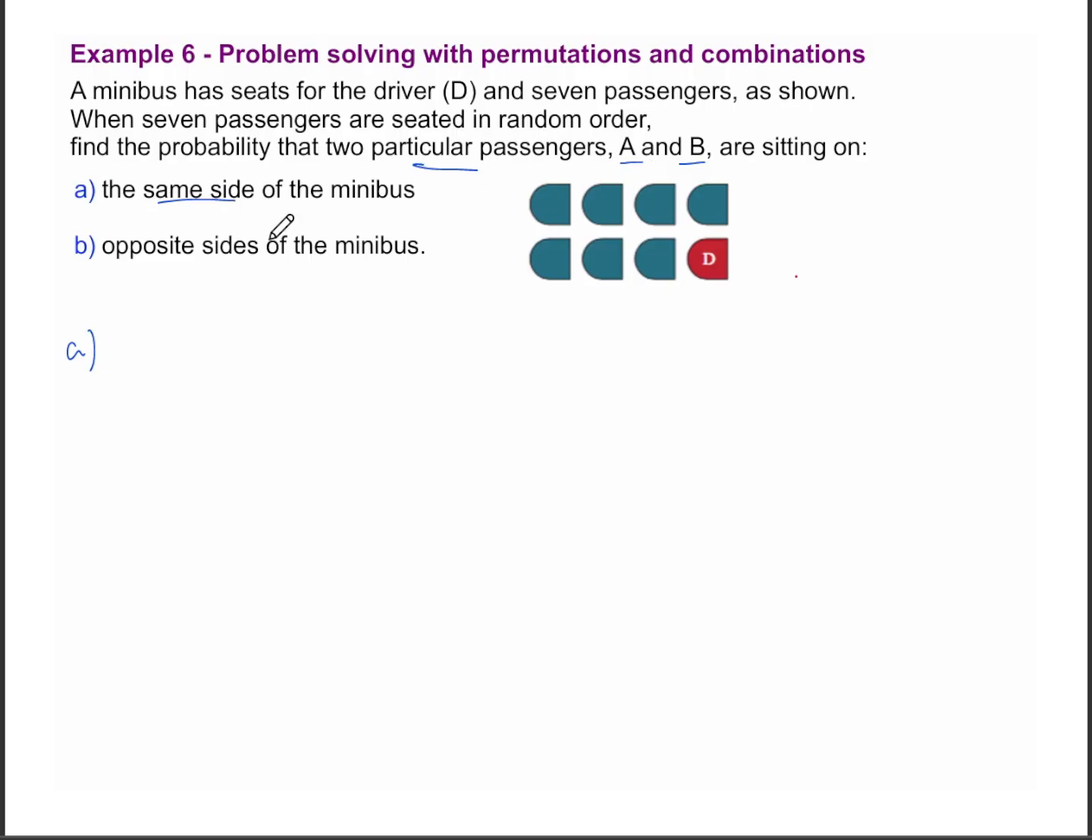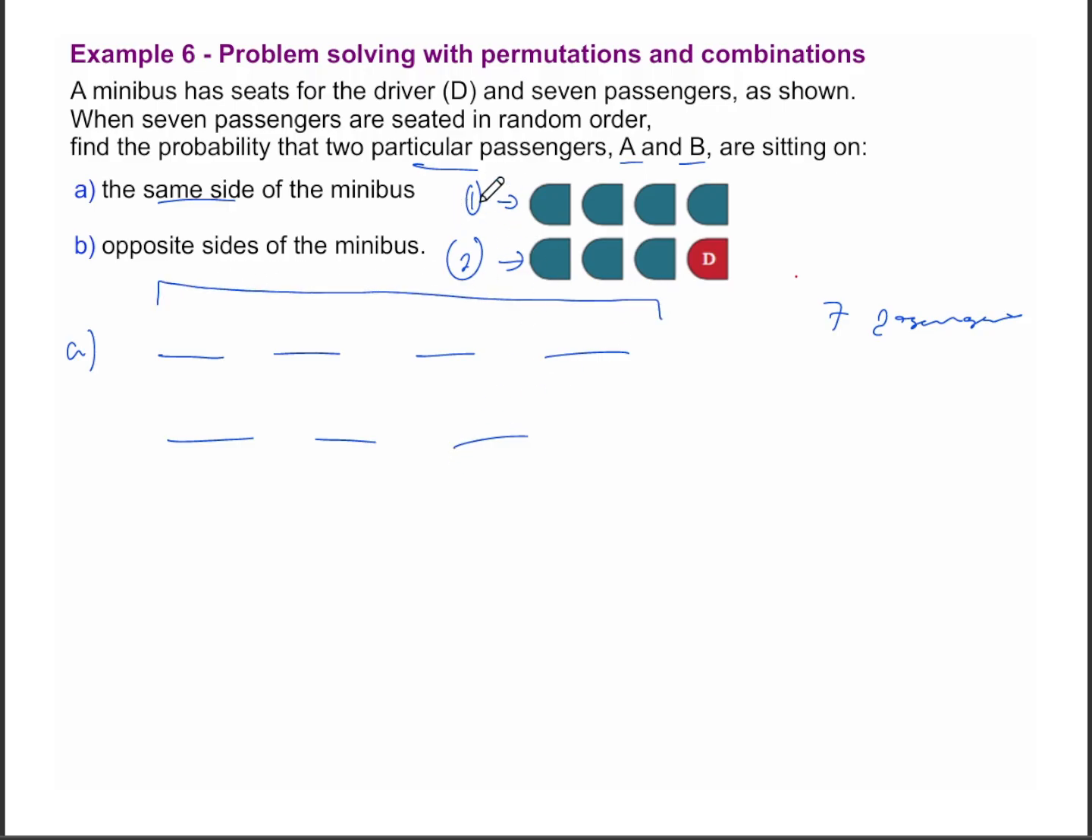So for part A, we have to find the probability that they are sitting on the same side of the minibus. Here we have the 2 sides: side 1, which has 4 seats, and side 2, which has 3 seats. When we want to find the probability, we need to find the total events first, which we will also use for part B. Since we have 7 passengers in total, including A and B, 4 of them will be chosen for the first set of seats in side 1, and the other 3 will be chosen for the second set of seats in side 2.